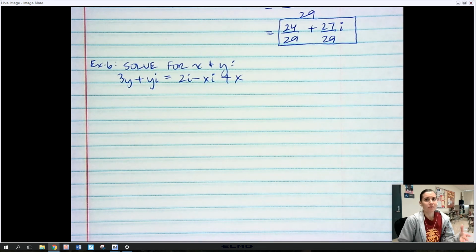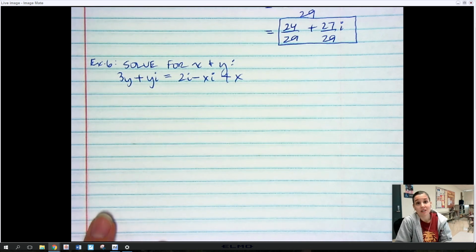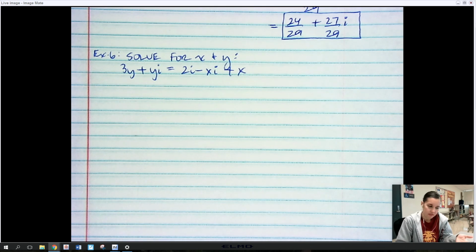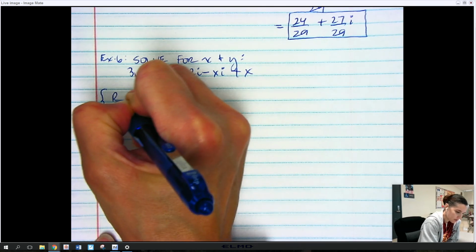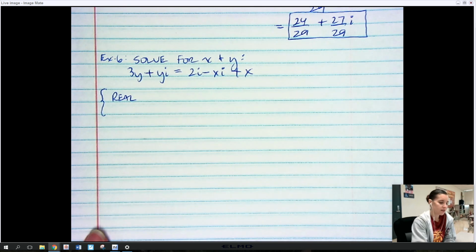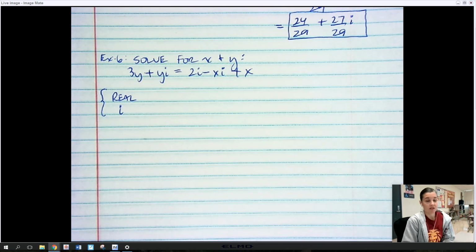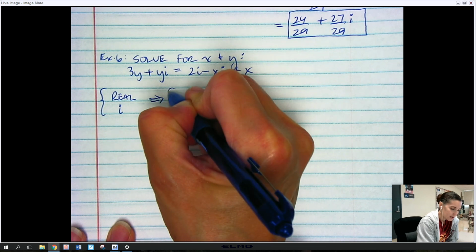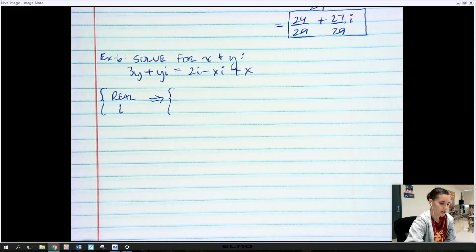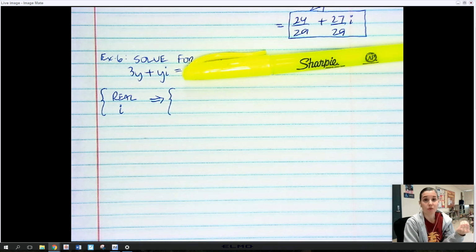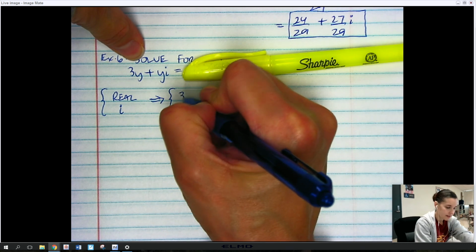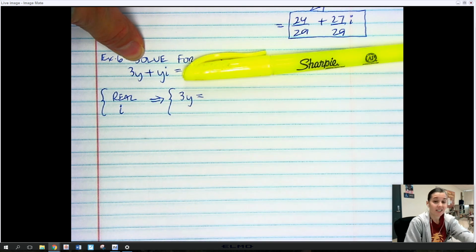Okay, so we have two variables we have to solve for, and we're throwing in some i's. So what we're going to do to solve this is we're going to make a system. I notice that some of these terms are real, some of these terms are imaginary. So I'm going to set up a system where I have the real all together and where I have the imaginary all together. If I look on the left-hand side only, so let's ignore the right-hand side, what's the real part? The real part is a 3y. So I'm going to say 3y equals, because that's the real part.